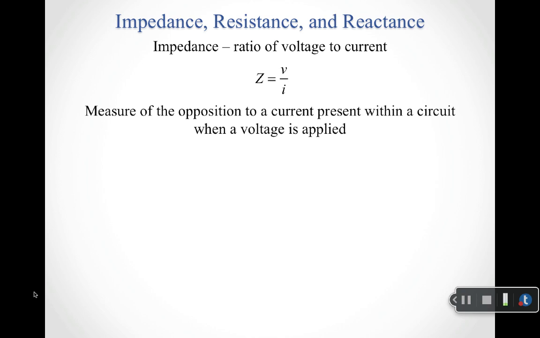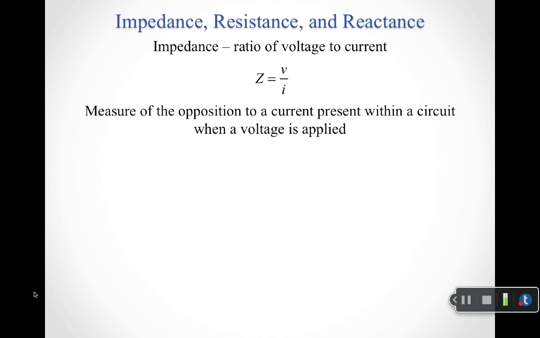Alright, so the last video talked about the basics of an AC circuit. And so we know with an AC circuit, I'm going to have a sinusoidal voltage source that's going to drive a sinusoidal current. Now what we're going to do is come back and talk about what happens when you start putting our circuit elements, resistors, capacitors, inductors, into an AC circuit.